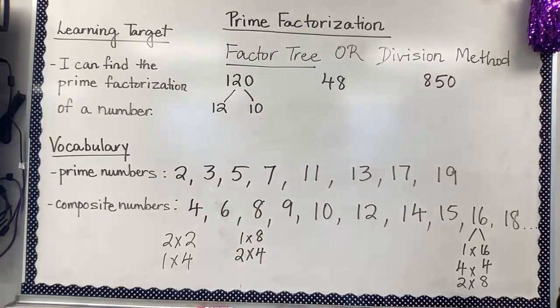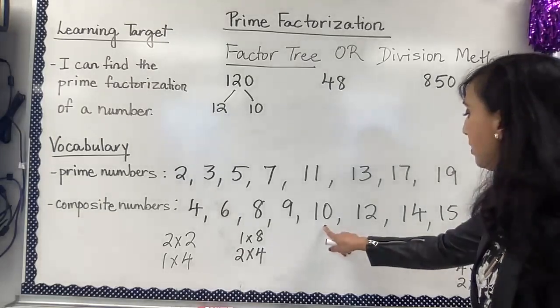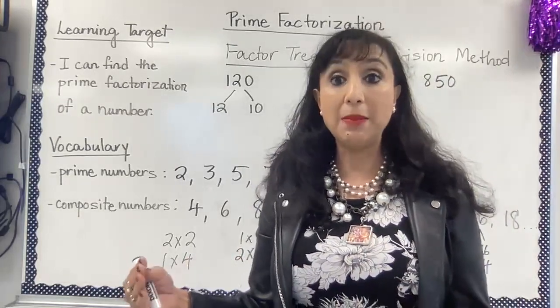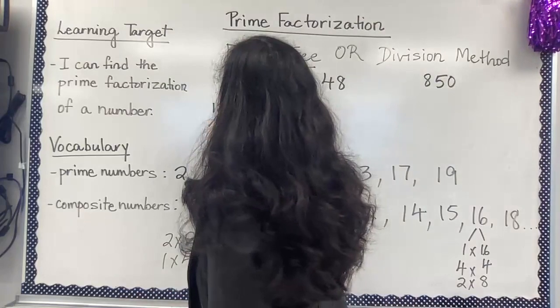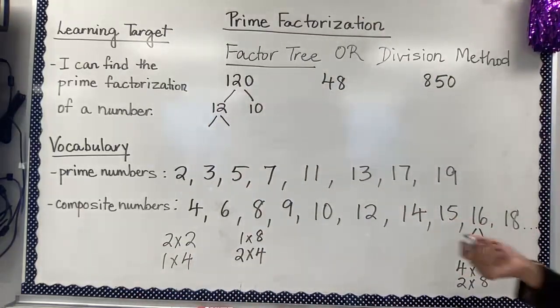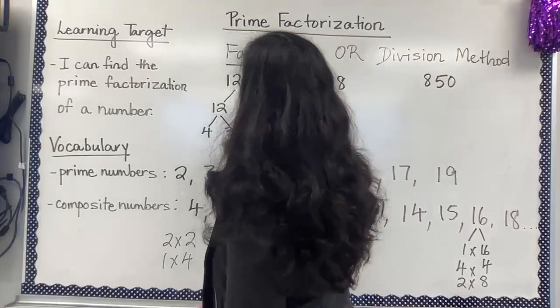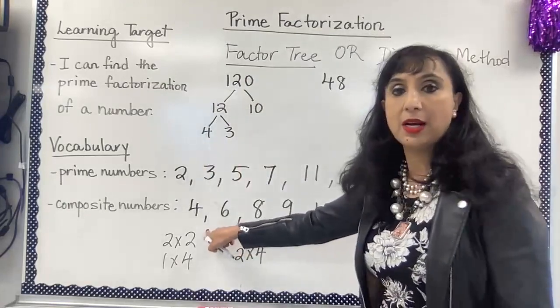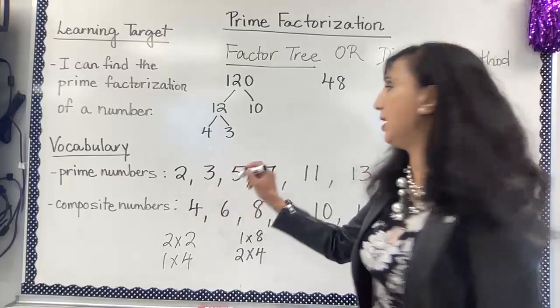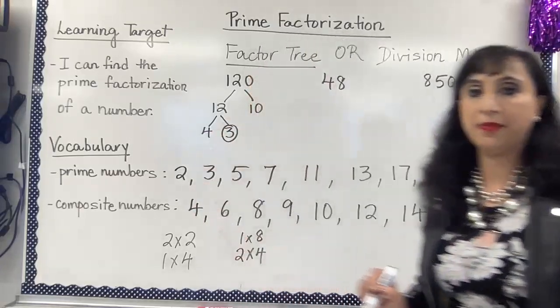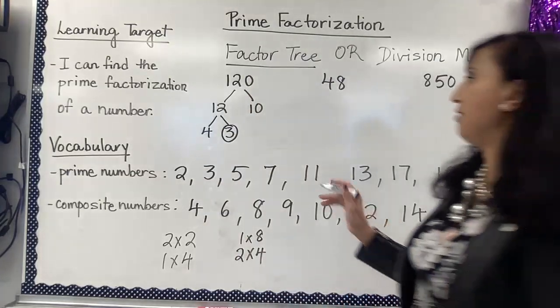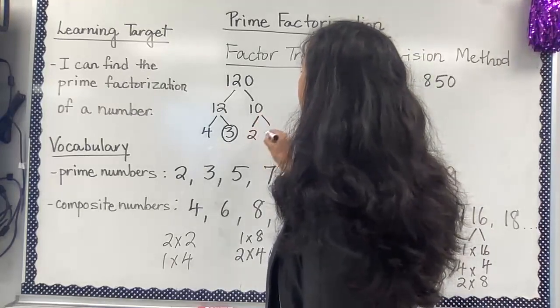Now, when I look at 12 and 10, are they prime numbers or composite numbers? As we can see, 10 and 12 are both composite numbers because they can be further broken down into more numbers. So if I look at 12, I can do 4 times 3. Let's look at 4. Is 4 prime or is 4 composite? 4 is a composite number. Look at 3. Is 3 a prime number? Yes, it is. So I am going to circle the 3 because that's as far as it can go. All right. Let's look at 10 now. For 10, I can do 2 times 5.